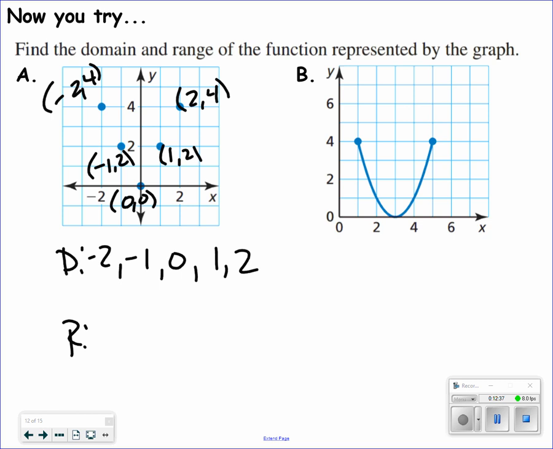The y values then for the range: 0, 2, and 4. Notice that I did not repeat any of the numbers, but you could. I won't count that wrong if you repeat the 2 that happens twice and the 4 that happens twice.